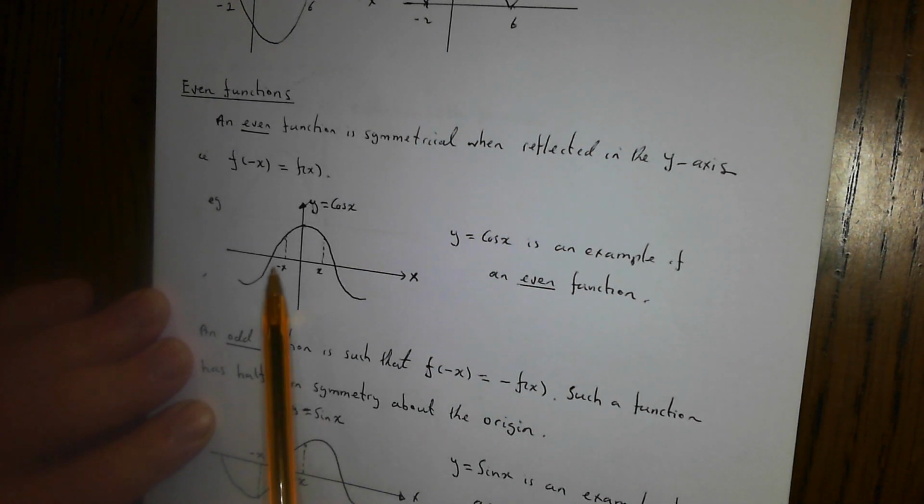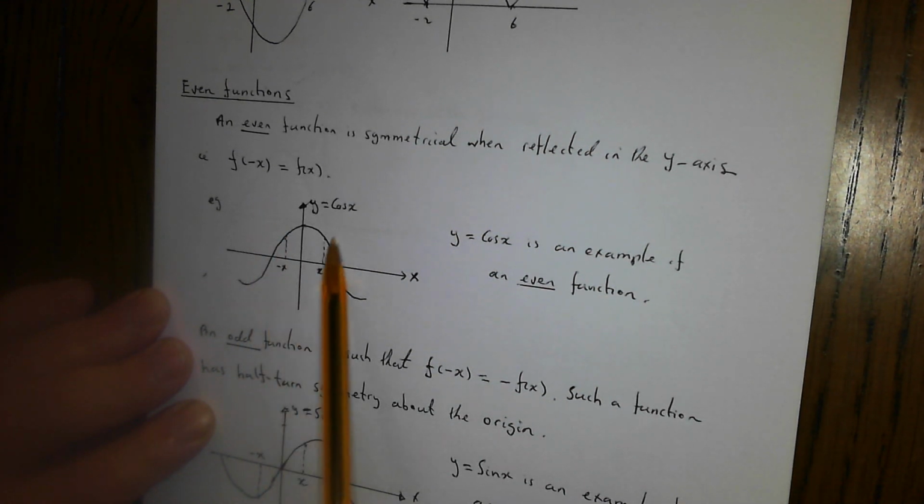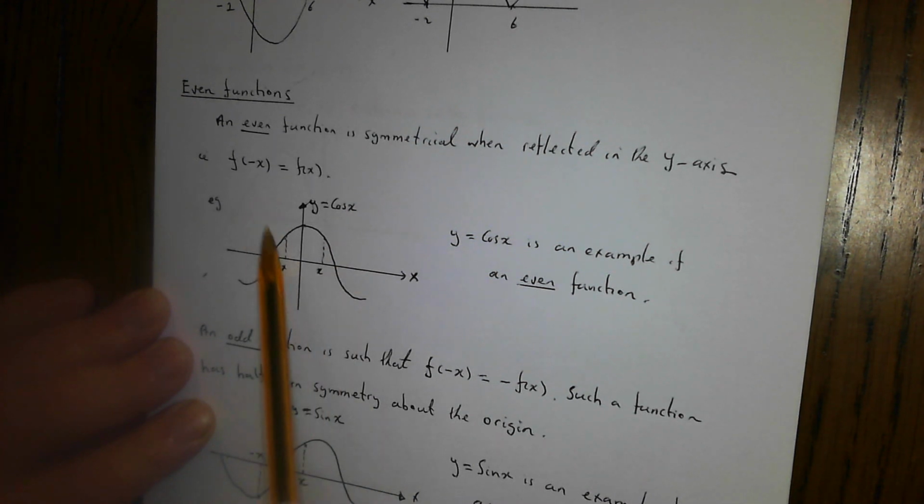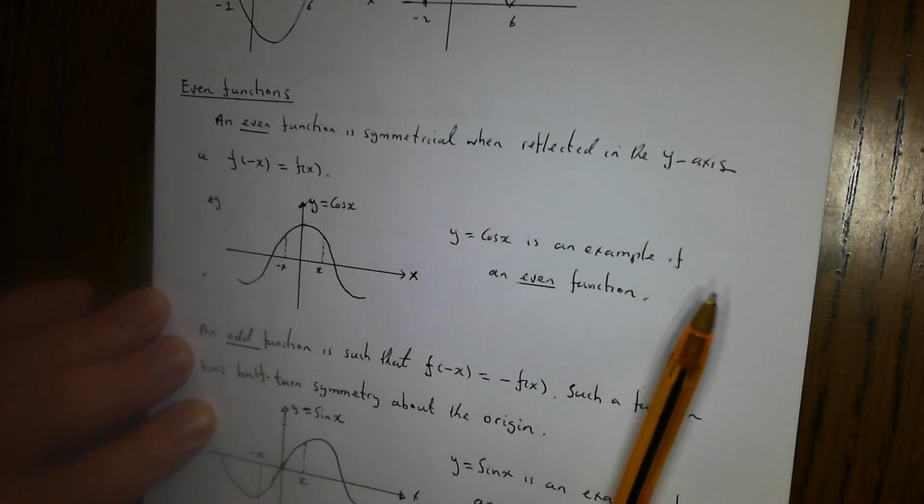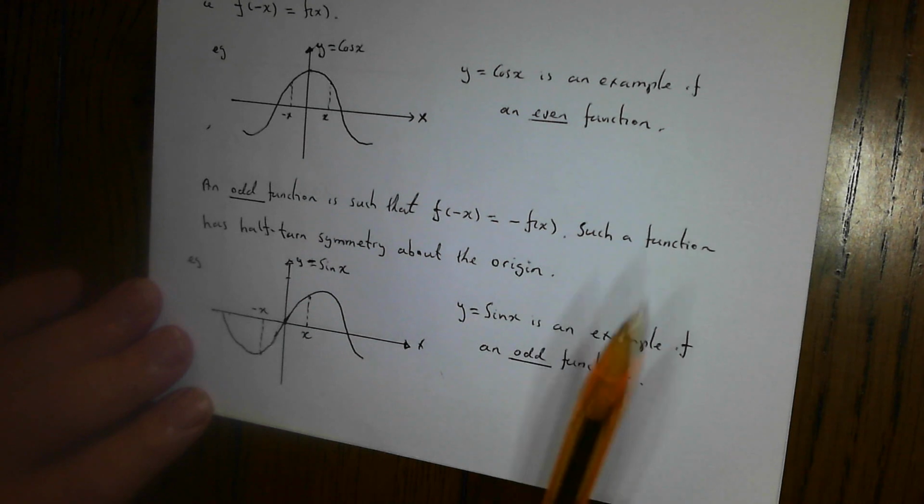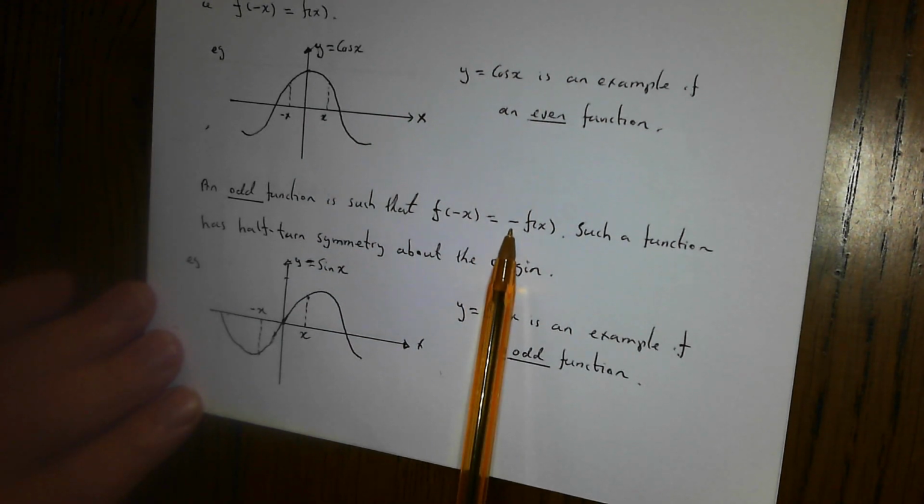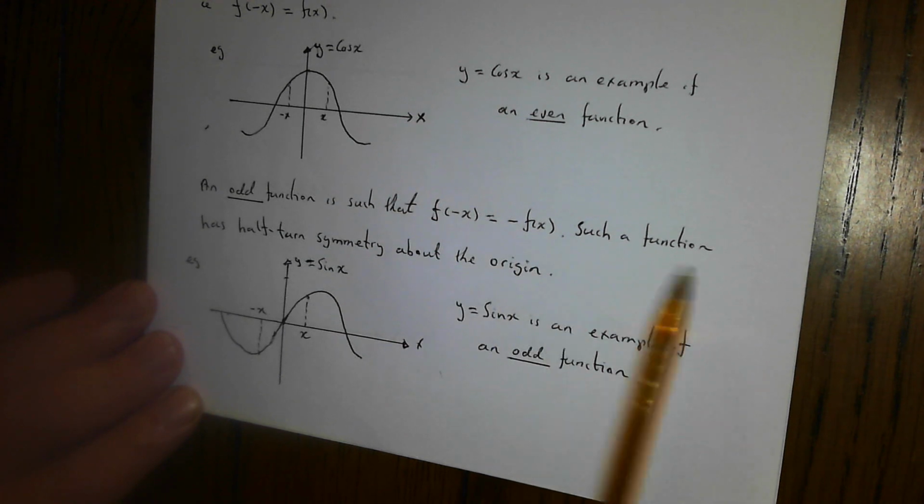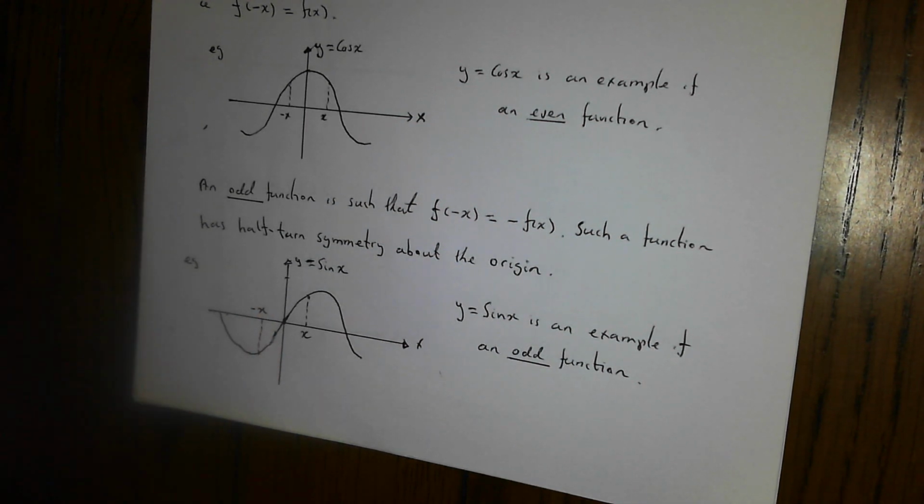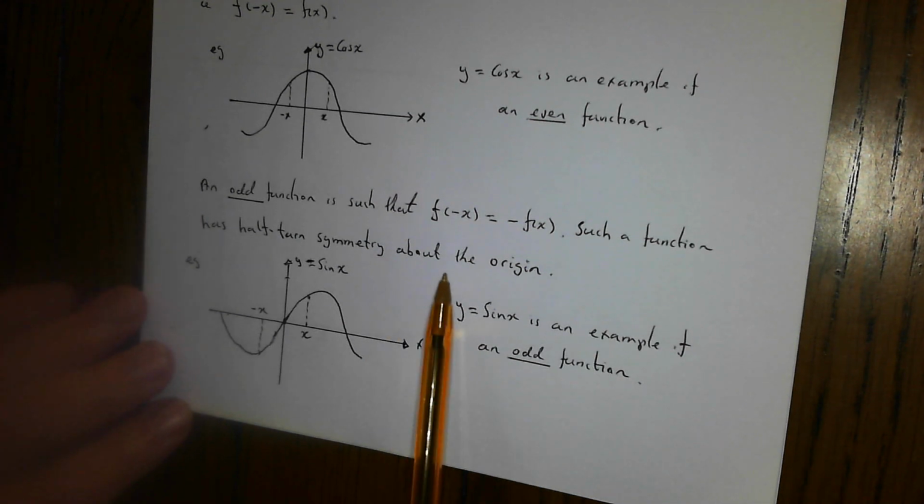Another good example of an even function is y equals x squared, like so. A bit more about that later. An odd function is such that f of minus x is minus f of x. Such a function has half-turn symmetry about the origin. So if you rotate it around, it will fit in.